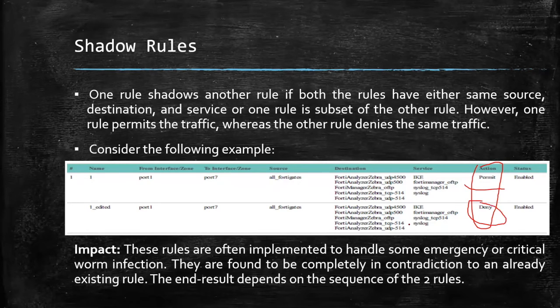Because as I said earlier, the firewall runs on a first match basis. The first rule will be executed, and the other rules won't be executed at all. So this might create some contradictions and it might result in issues, such as issues with the availability of a particular resource in the environment.